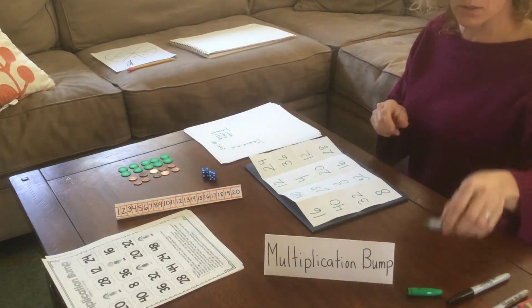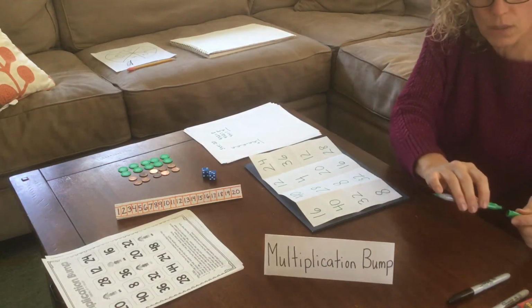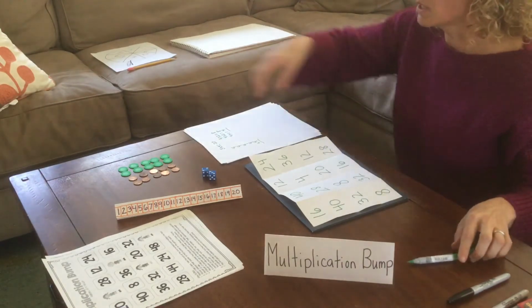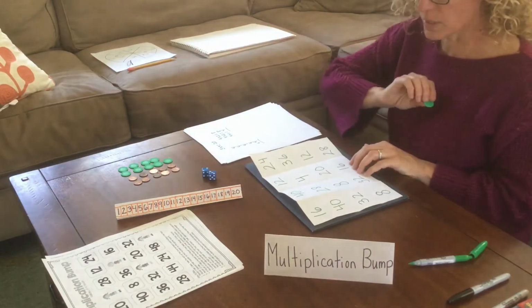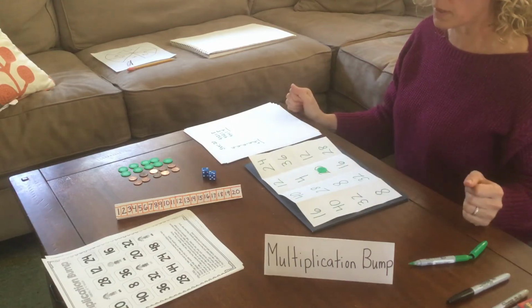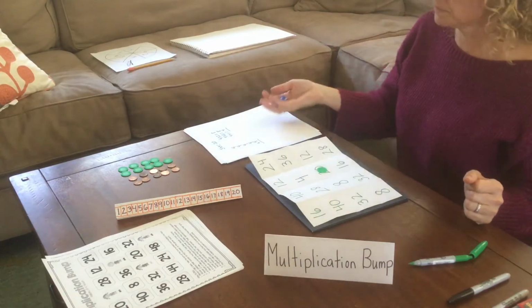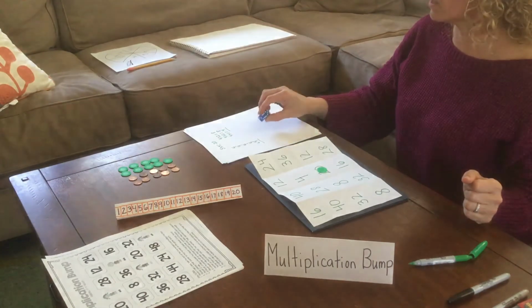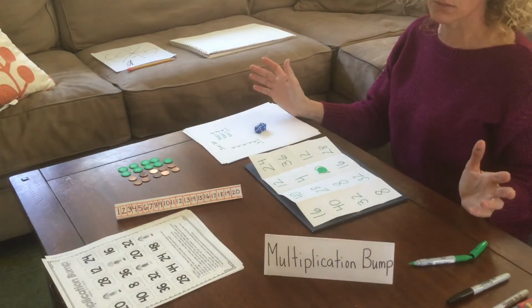All right, once you get your answer, whichever strategy you want to use for getting your answer, you take a chip and you get to cover that product that's on the board. So I covered a 20. Now the next person will roll, and they got a 6 and a 5. So we'll add those together.